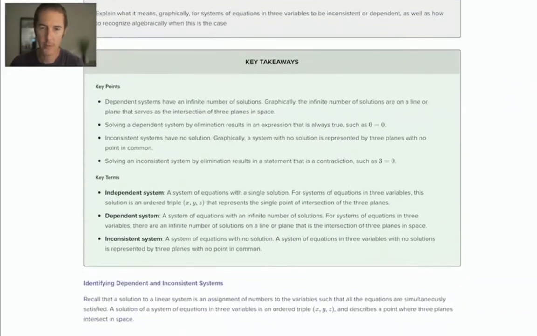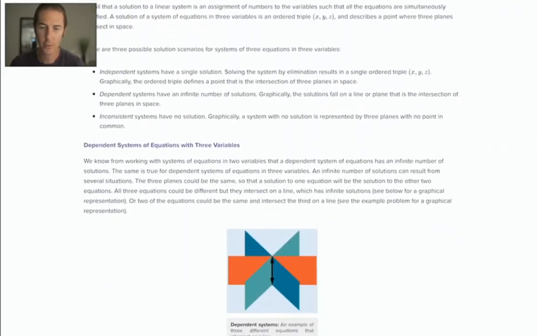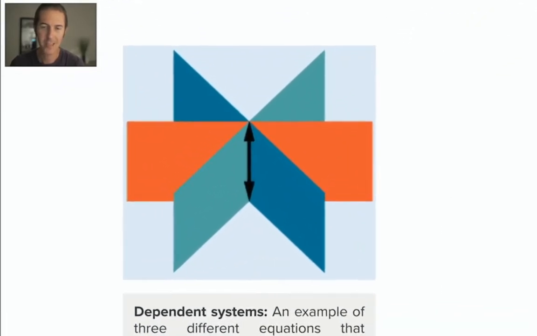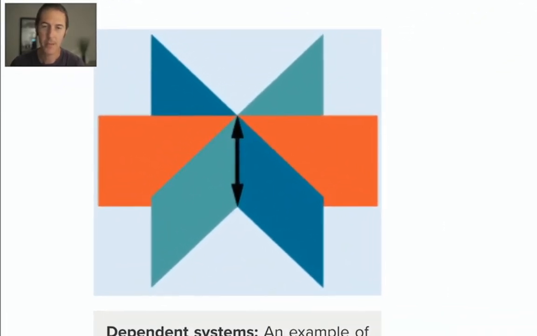Now, another scenario where you have a solution, but you have infinitely many solutions is something like this. These three planes are all kind of coming together and sharing not just a point in three-dimensional space, but a line of infinitely many points. And that black sort of double-ended arrow there is where all three of those planes come together.